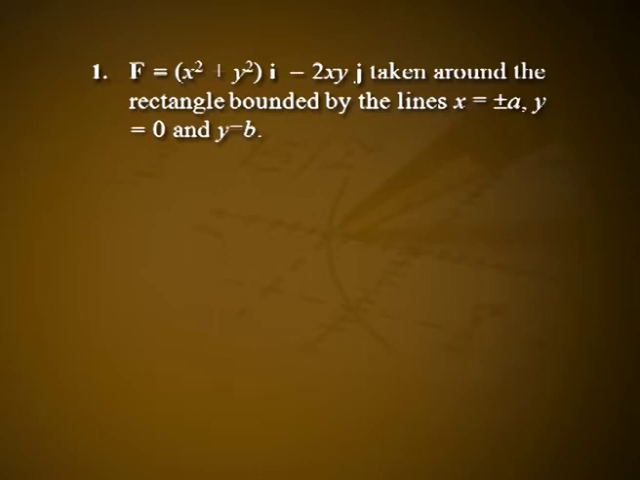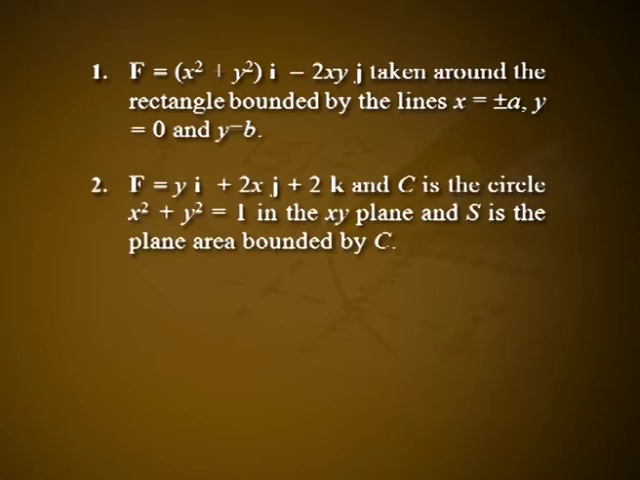Verify Stokes theorem for the following data. F = (x² + y²) i - 2xy j taken around the rectangle bounded by the lines x = ±a, y = 0 and y = b. F = y i + 2x j + 2k, and C is the circle x² + y² = 1 in the xy plane, and S is the plane area bounded by C.